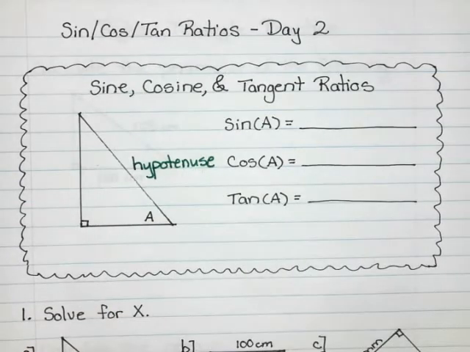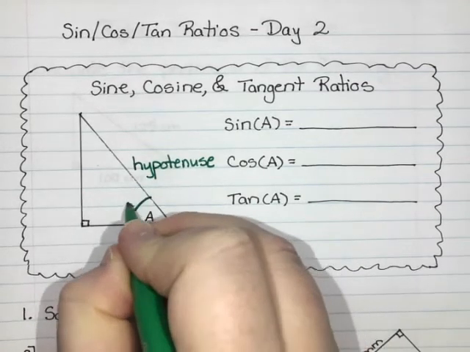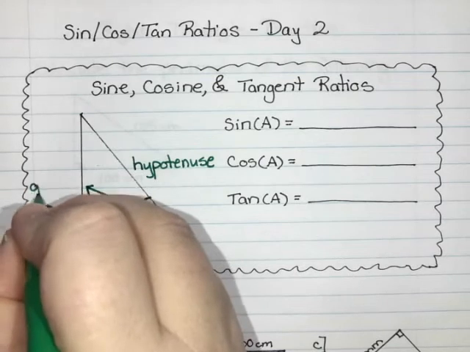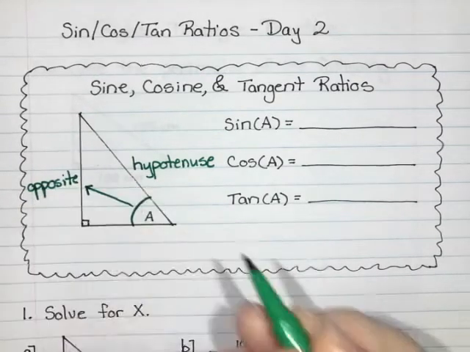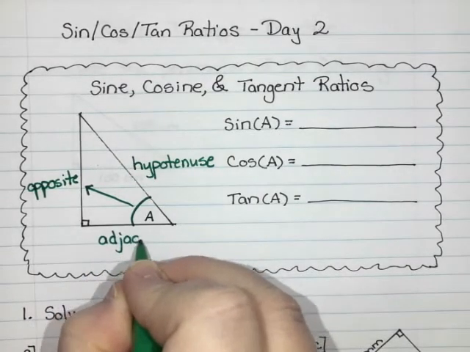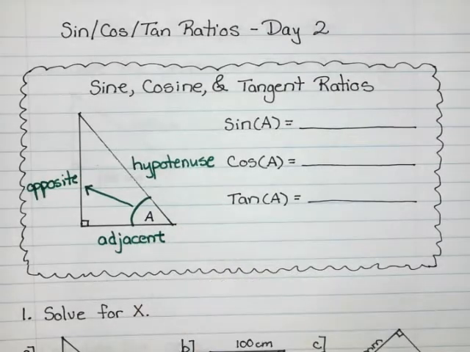Now the other two sides depend on the angle in the question. If this is the angle that I was given, the one across from the angle is called the opposite, because it is opposite to the angle. And our third side is called the adjacent, which means beside, because it is beside the angle.